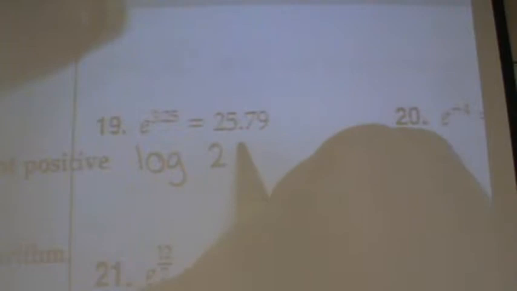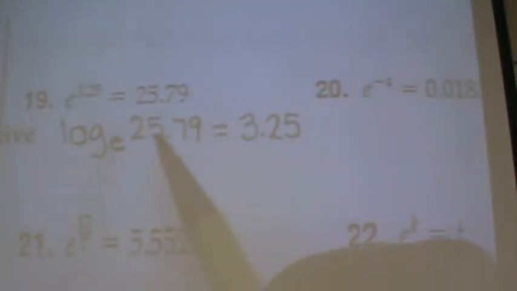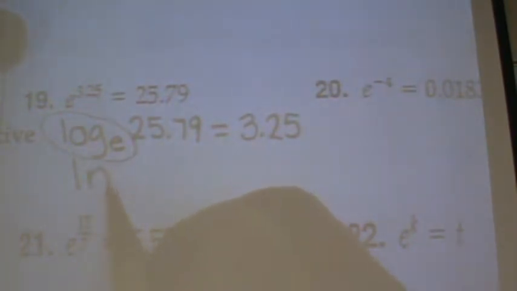Now I'm going to write this first in log form. This would be the log of 25.79 base E equals the exponent is 3.25, right? So you got to know what goes where. This goes here, your base is here, and that's your answer. Now, you always want to shorten it up. What's another name for log base E? ln.